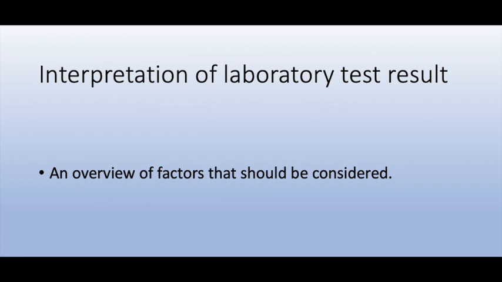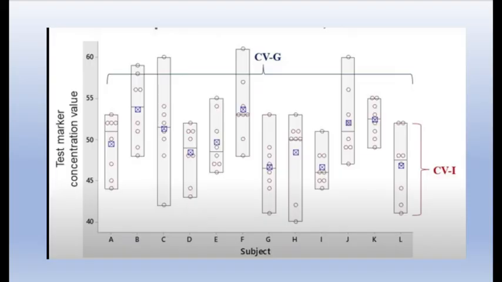Today, we shall be looking at some of the factors that we need to consider when we are interpreting laboratory results. Let's look at this graph. We have 12 subjects labeled A to L.